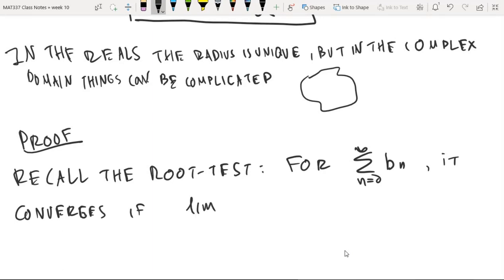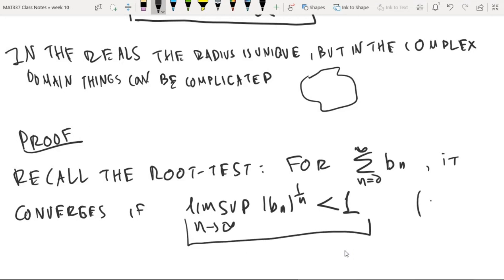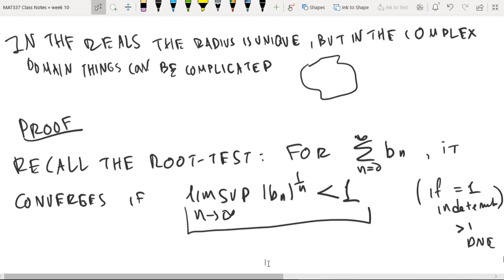If the lim sup of Bn to the square root over 1 over n is less than 1, then it converges. If it's equal to 1, it's indeterminate; it might or might not converge. And bigger than 1 diverges, DNE. Okay. All right.